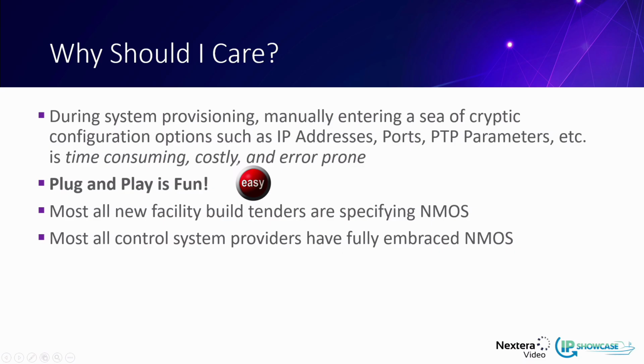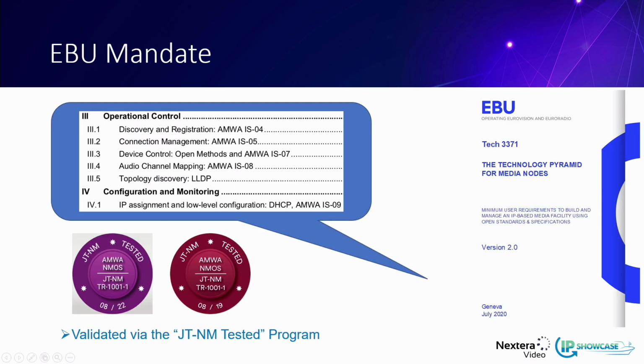So in addition, there's this article from the EBU back in 2020, the early days of NMOS, and they saw the capabilities of NMOS and wanted to support it. So they had this article, the minimum user requirements to build and manage an IP-based facility. And they say, you shall use NMOS IS-04, you shall use NMOS IS-05. We know this is something we want in our IP facilities, so if you're building products, you should implement these features.